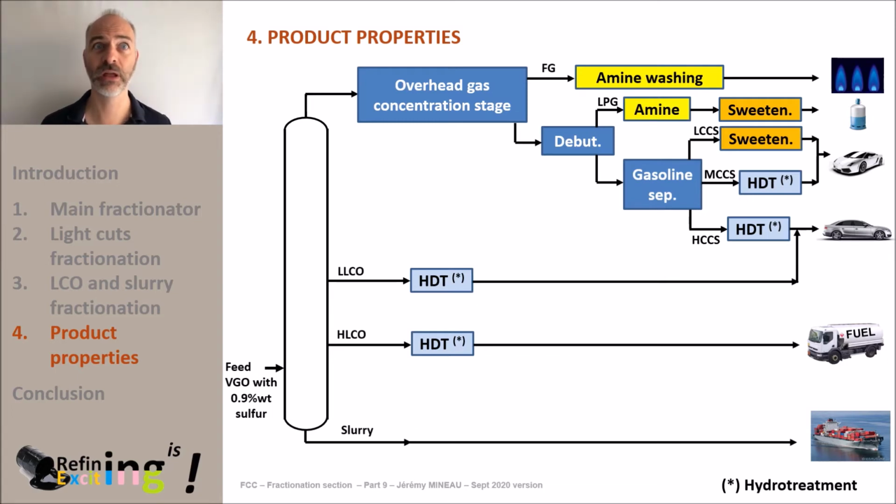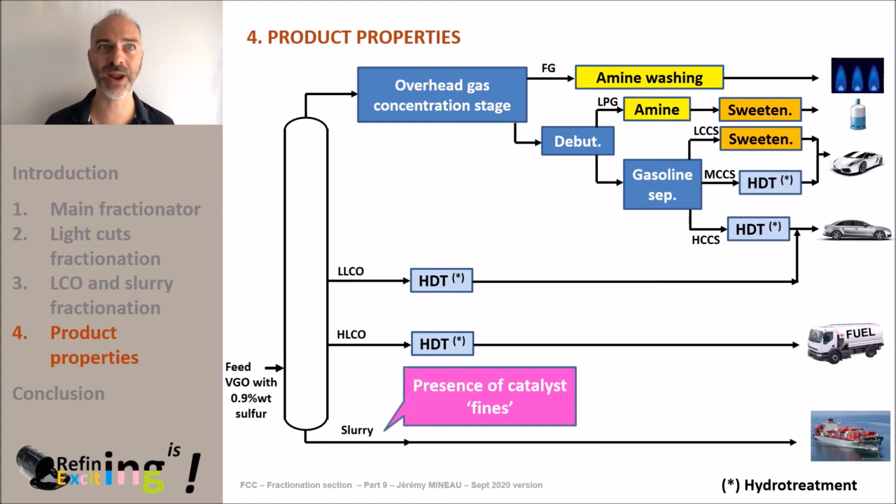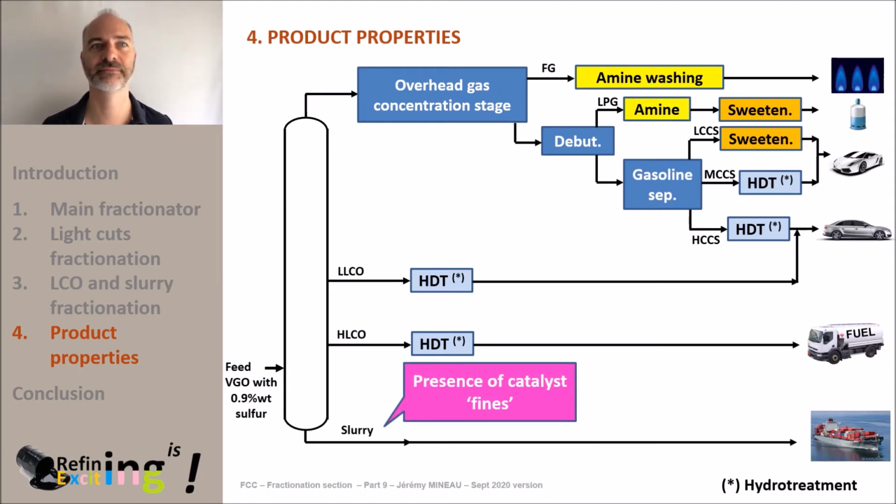But be careful! In this cut, we always have a small amount of catalysts that have been entrained from the reaction section. These catalyst small particles are often called catalyst fines. These fines are often removed from the slurry by letting them settle in the slurry tank. As an alternate, these fines can also be removed by filtration, but note that this is quite rare.